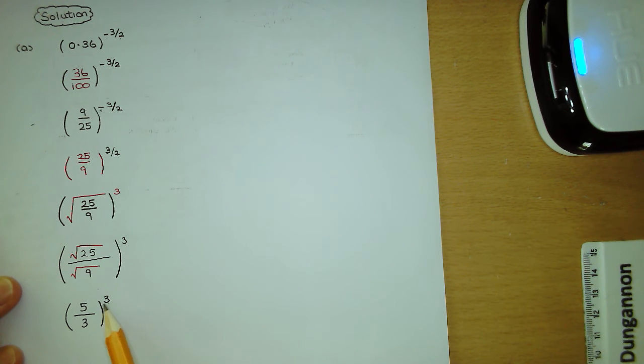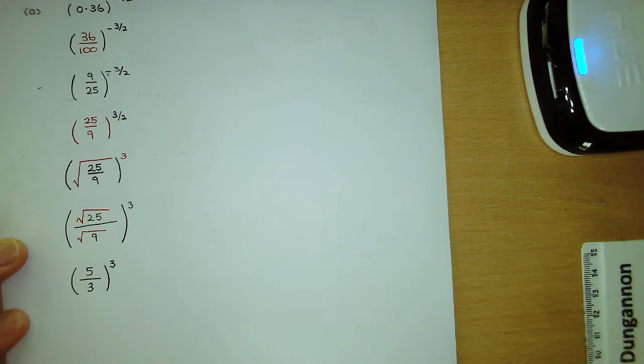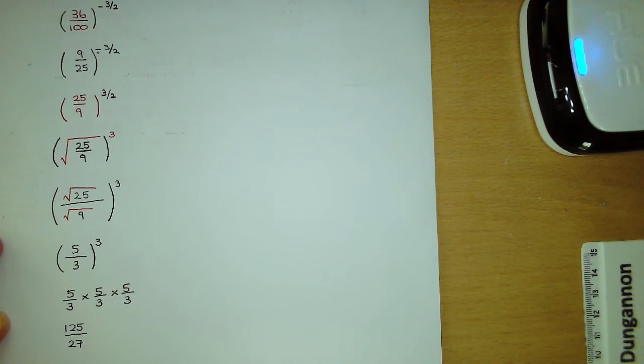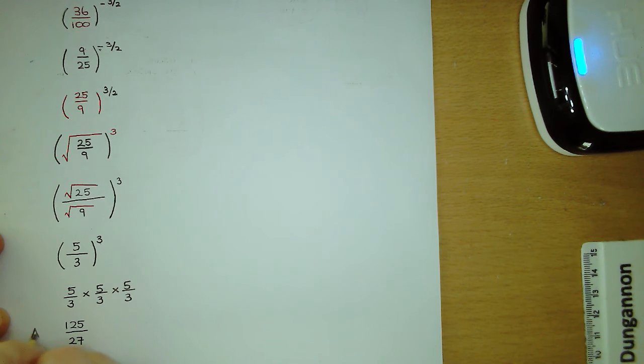So the power outside here tells us how many bases are being multiplied. So there are 3 5/3 being multiplied. So we write it as 5/3 multiplied by 5/3 multiplied by 5/3. And then there's no cancelling, so multiply the top numbers, we get 125. And then multiply the bottom numbers, 3 3s are 9, 9 3s are 27. So our answer is 125 over 27. Remember, evaluate means your answer is a numerical value with no visible power.